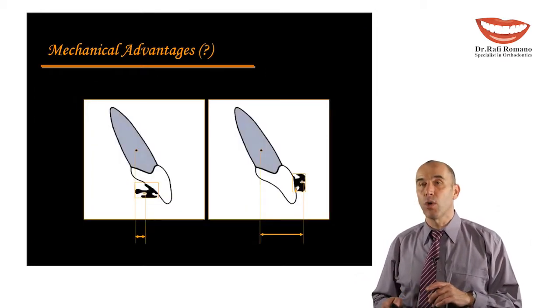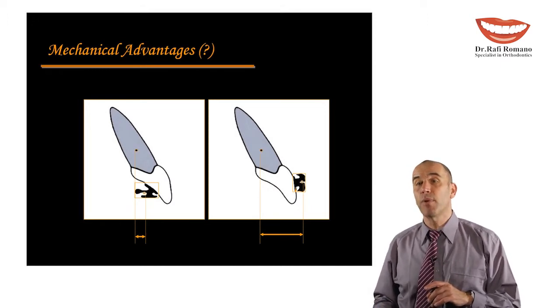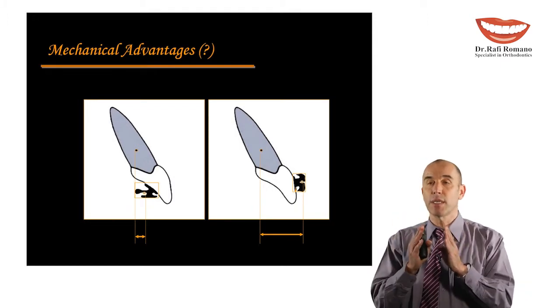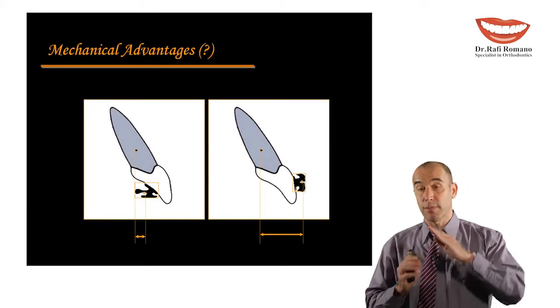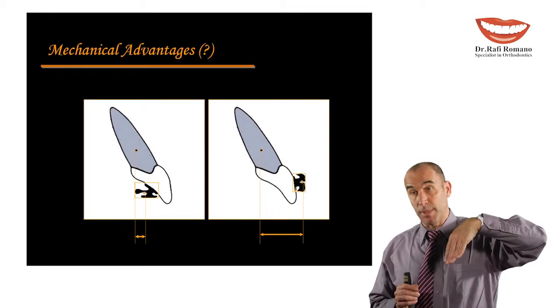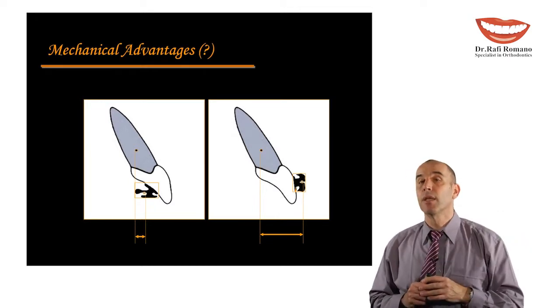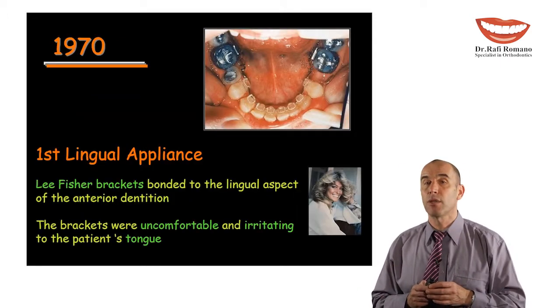There is also an advantage or disadvantage in moving the bracket from the buccal side to the lingual side. We shorten the distance between the bracket and the center of resistance, which means we get better torque movement and better bodily movement, but we have less moments on the teeth, which sometimes is good, sometimes is not that good.